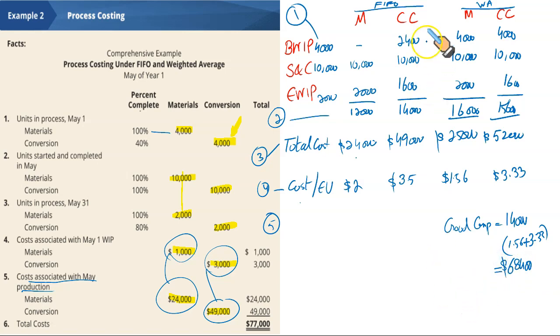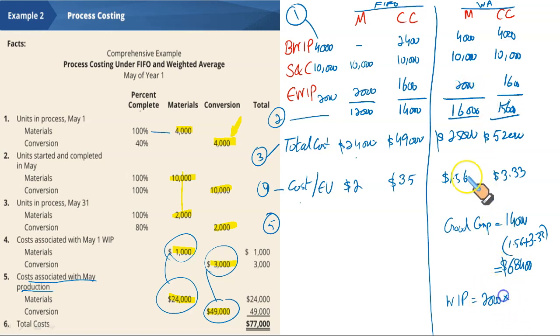What about the value of work in process under weighted average? The work in process calculation is a little different. You will take the EUPs of material separately and value them at this rate, 1.56. And you will value the EUPs of conversion cost. Remember, physical units are 2,000. Hypothetical, imaginary units for our computation of conversion costs are 1,600. So 1,600 multiplied by 3.33 comes out to be 8,448. So this is the value of your work in process and this is the value of your goods completed.